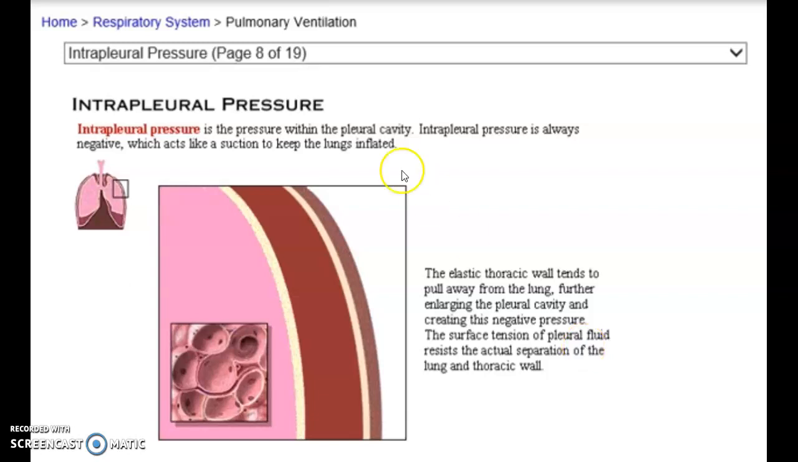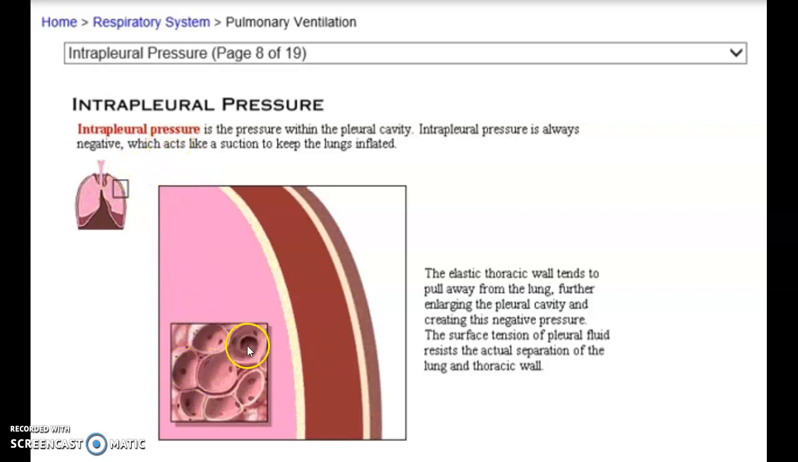Okay, let's talk again about the intrapleural pressure, not to be confused with the intrapulmonary pressure. Again, intrapulmonary pressure was the pressure inside of the lungs, particularly in the alveoli, and we have to keep changing the difference between the intrapulmonary pressure and the atmospheric pressure. We have to make it either higher or lower than the atmospheric pressure for air to either go in or out.